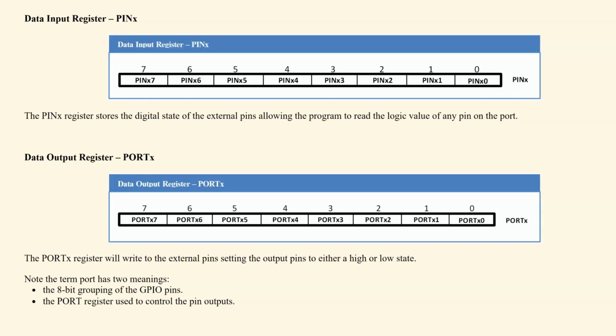The data input register, called the pin register, stores the digital state of the external pins, allowing the program to read the logic value of any pin on the port. The data output register, called the port register, is used to set the external pins to either high or low. Note, the term port has two meanings. The first is the 8-bit grouping of the GPIO pins. The second is the port register used to control the pin outputs.